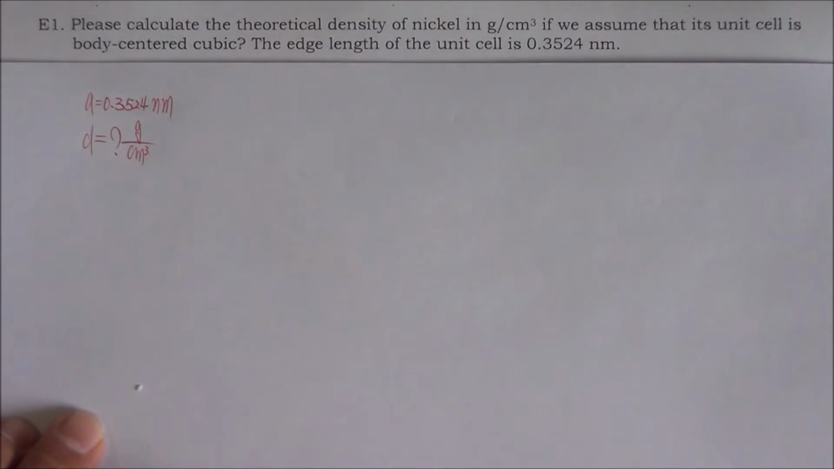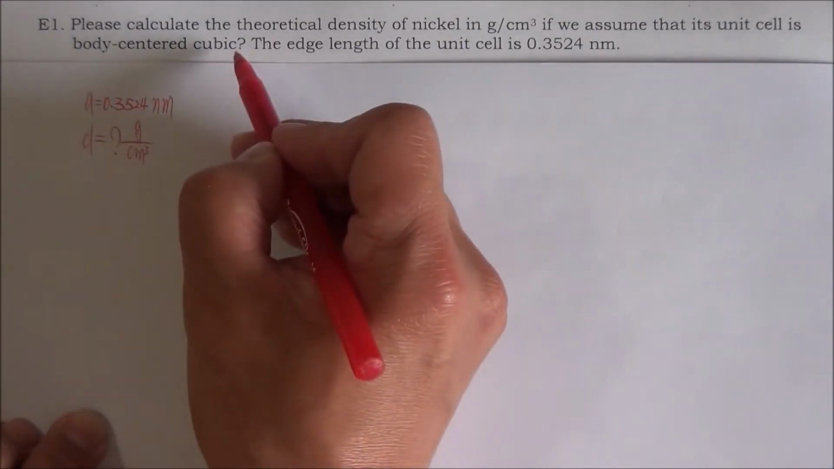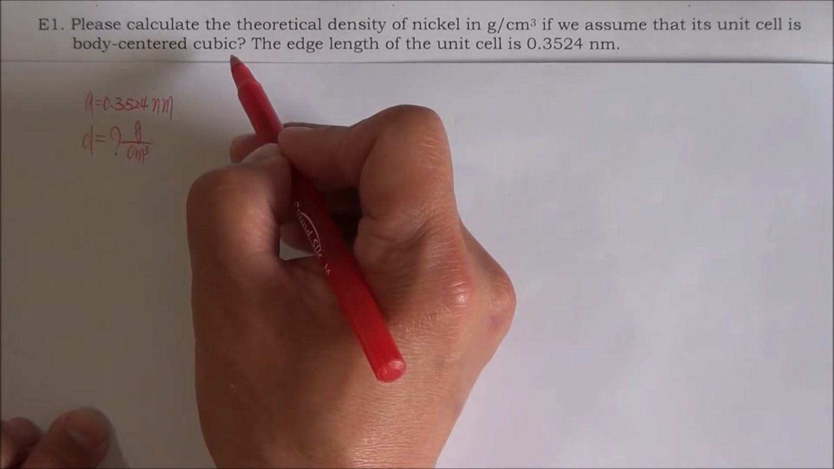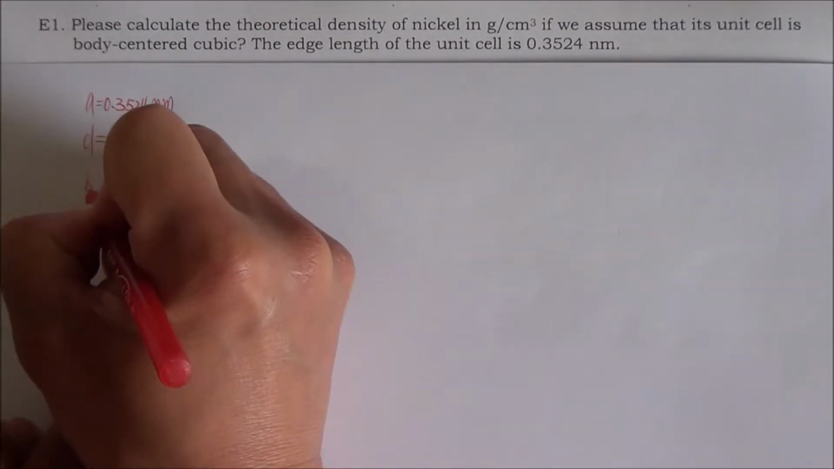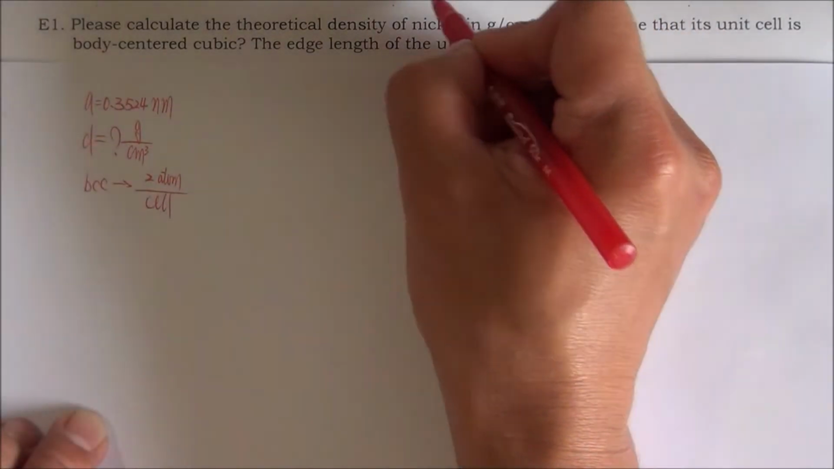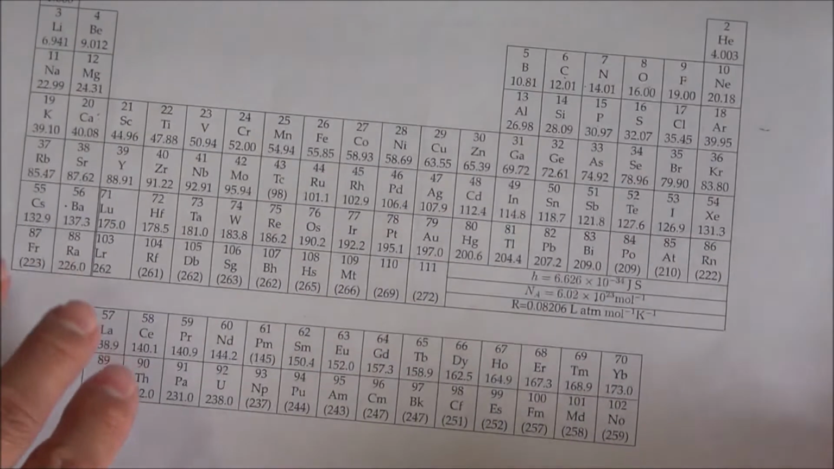Well, when we summarize, do not forget the hidden information, which means the information is given in words. When we read, it says the unit cell is body-centered cubic, which means there are 2 atoms in one unit cell. We are also told the metal is nickel. Therefore, we can know the atomic mass of nickel from a periodic table.